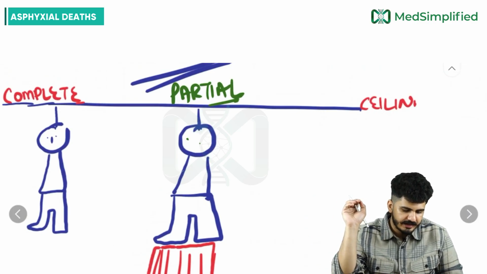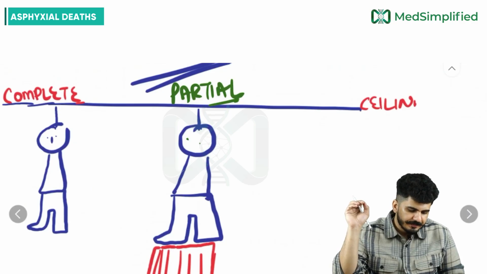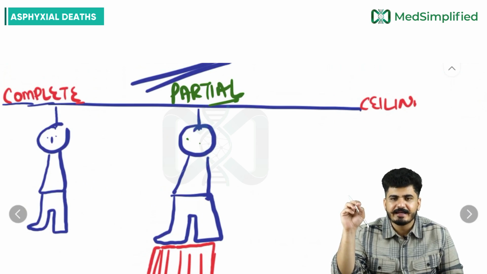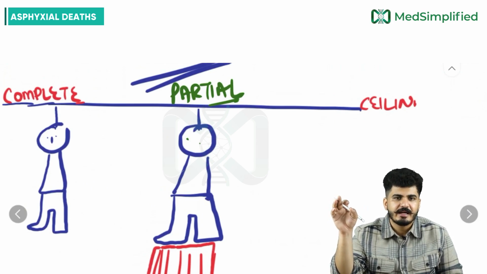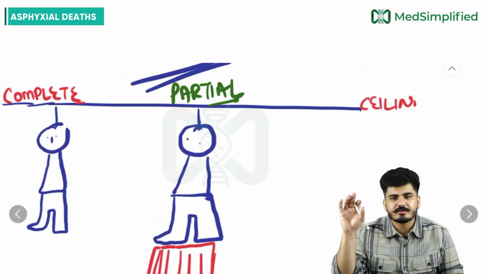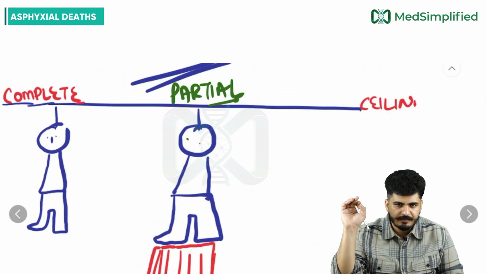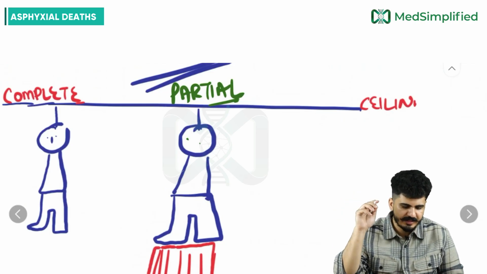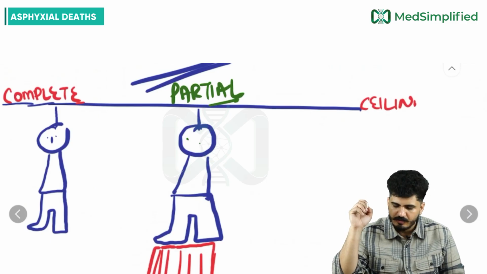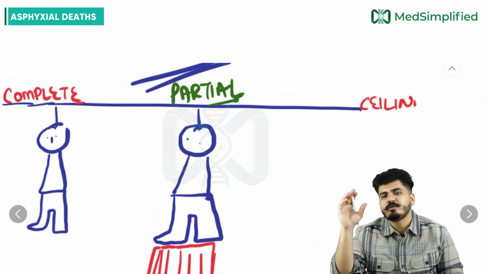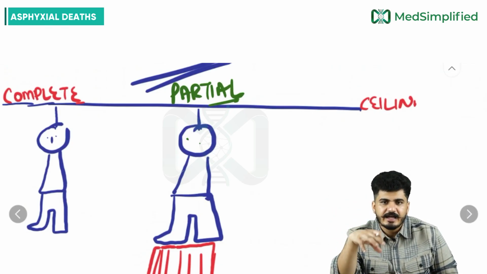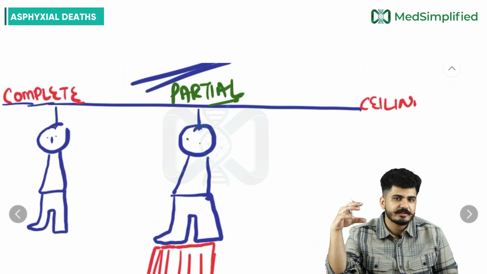Partial hanging. So, what is happening in the complete hanging, my dear friends? You will see the complete hanging can be suicidal, can be homicidal. Person can die by himself, and homicidal also. But partial hanging is mostly homicidal. Now, complete hanging, you know the cause of death is what? In the complete hanging, your cause of death is entire body weight, which is acting as a constricting force.